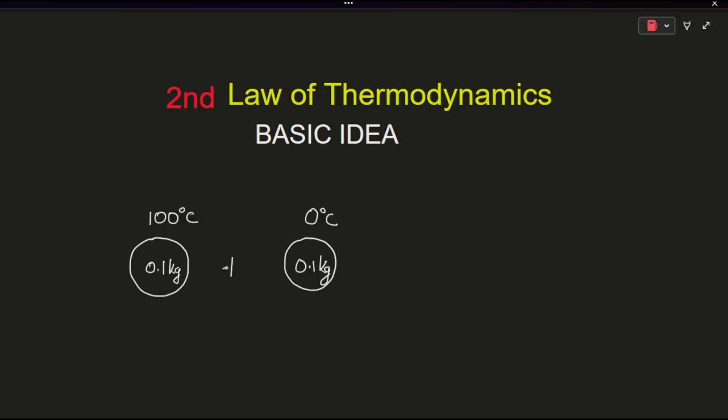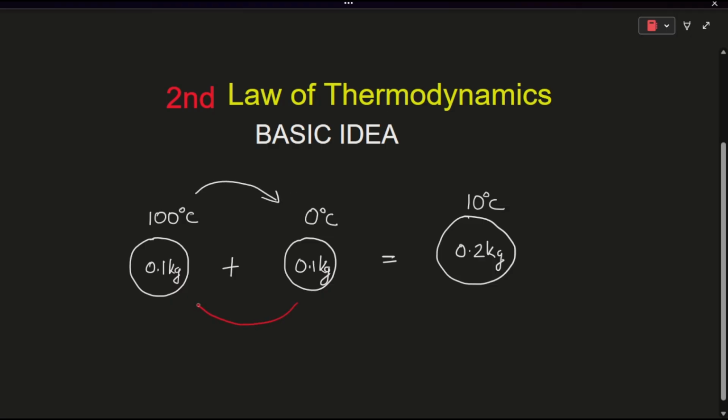Now, if we put these two together in an insulated cup, we will end up with 0.2 kilogram of water at 10 degrees Celsius. But this is not surprising, is it? Many thermodynamic processes proceed naturally in one direction, but not in the other. So in this example, we would expect heat energy to be transferred from a hot body to a cold body, but not in the opposite direction.